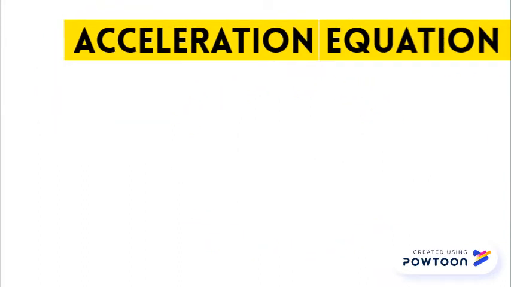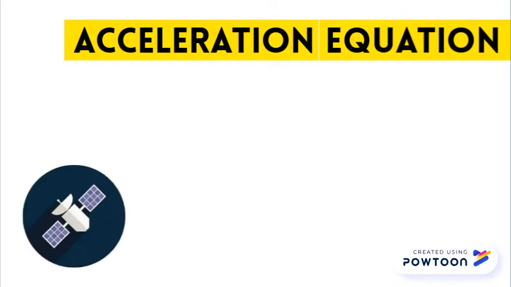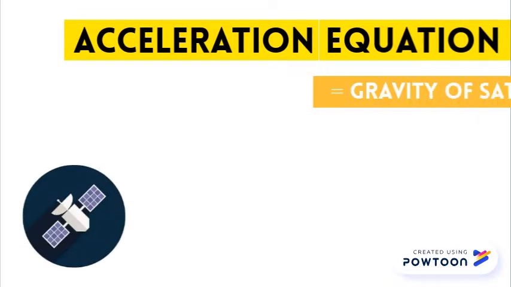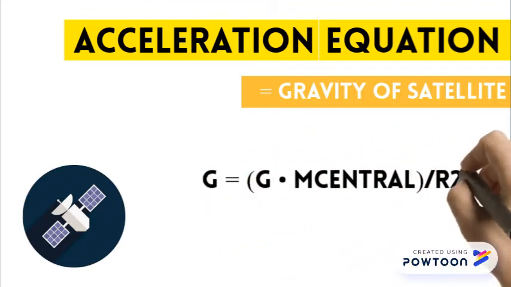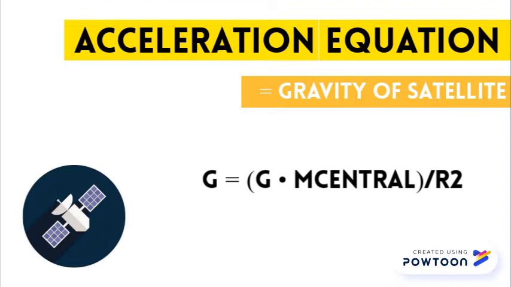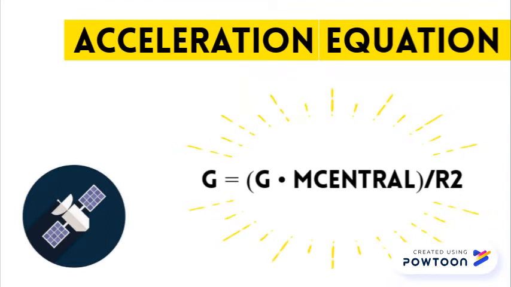Acceleration equation. The acceleration value of a satellite is equal to the acceleration of gravity of that satellite. Since the equation of the acceleration of gravity is g equals G times M central divided by r squared, the acceleration of a satellite in a circular motion is also the same.